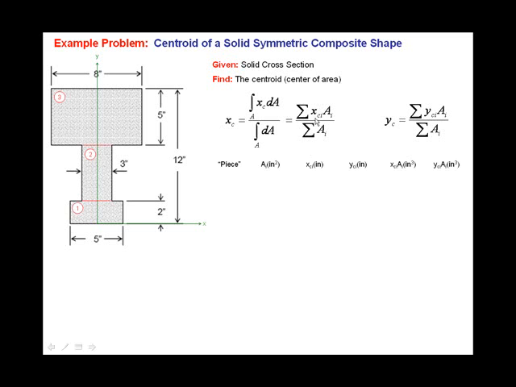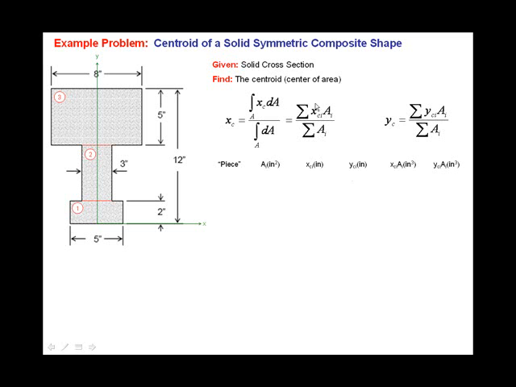And based on these equations, we can generate a series of column headings. We know we'll need the area of each piece, the distance along the x-axis and the y-axis to the centroid of each of those small pieces, and then we'll need the product of the distance to the centroid times the area. That will form the numerator. The summation of the area will form the denominator of our equations.